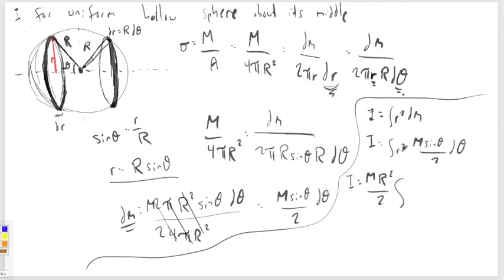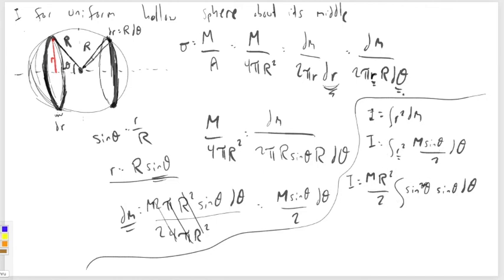I square little r, so I get an r squared from this, over 2 times the integral of sine squared theta times sine theta d theta. I get sine squared theta because I'm squaring that little r. Little r has sine theta in it, and I already had a sine theta outside right there.